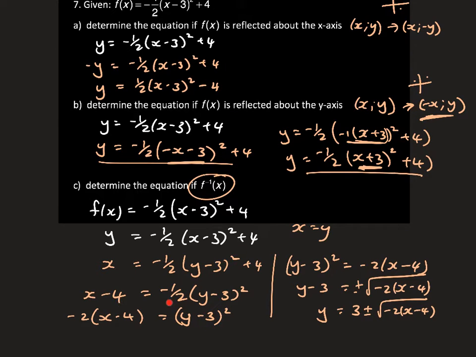Minus 4 on both sides. You want to get rid of the minus a half, so multiply by minus 2 on both sides. Okay, how do you get rid of the square? You square root on both sides, remember the plus or minus sign. And lastly, you add 3 on both sides. And then you get that.